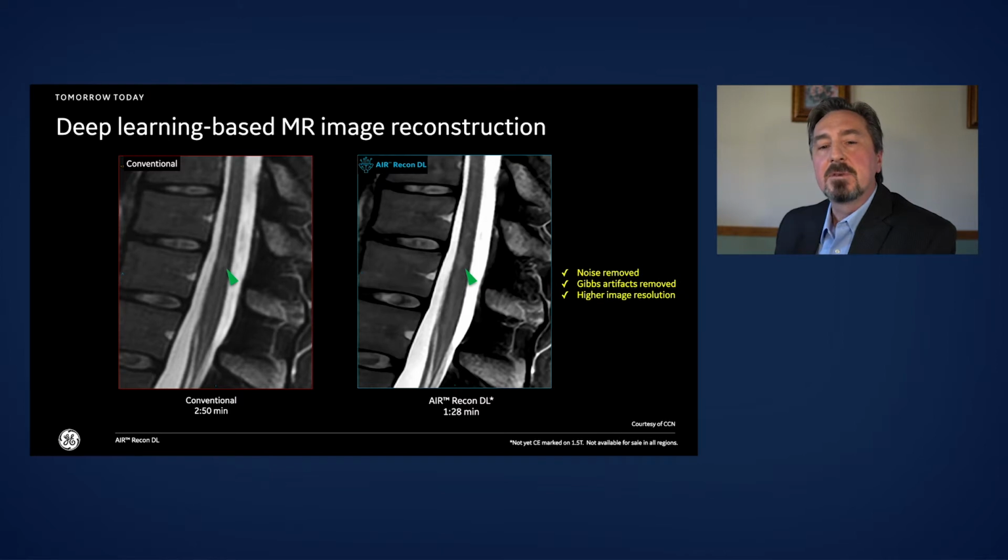The clinical benefits of AIR Recon DL are probably best demonstrated with images. In addition to improving SNR and making images sharper, AIR Recon DL can make lesions more conspicuous by improving the contrast to noise ratio while delivering shorter scan times. On the left is a standard conventional spine image showing normal Gibbs ringing, noise from a very long scan time. On the right is AIR Recon DL that is free of ringing, high in SNR, making the lesion easier to detect, all acquired in about half the scan time.